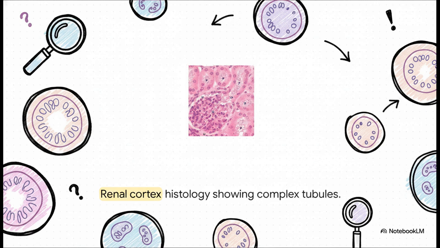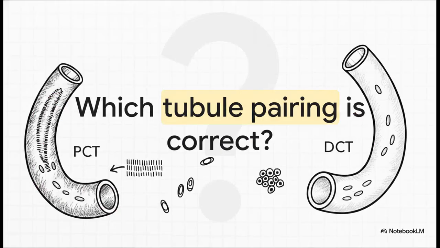Our mission today is to decode these clues so we can confidently distinguish between two major players in the kidney, the proximal convoluted tubule, or PCT, and the distal convoluted tubule, the DCT. To guide our investigation, I've put together the ultimate analysis level flashcard for us to crack. Let's look at the scenario.